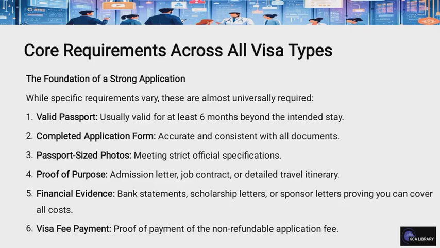The next is proof of purpose, which is an admission letter, job contract, or detailed travel itinerary. The next is financial evidence, which deals with bank statements, scholarship letters, or sponsor letters, proving you can cover all costs. And lastly is visa fee payment, and this is proof of payment of the non-refundable application fee.